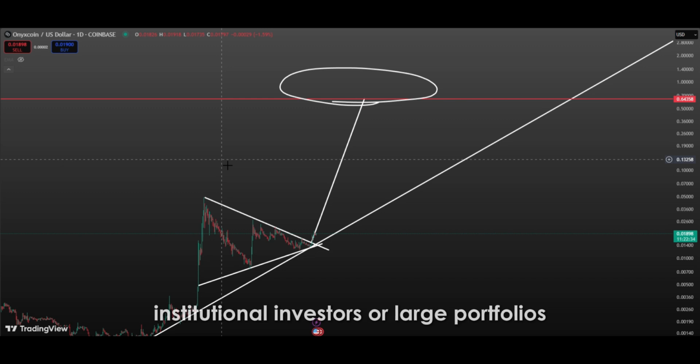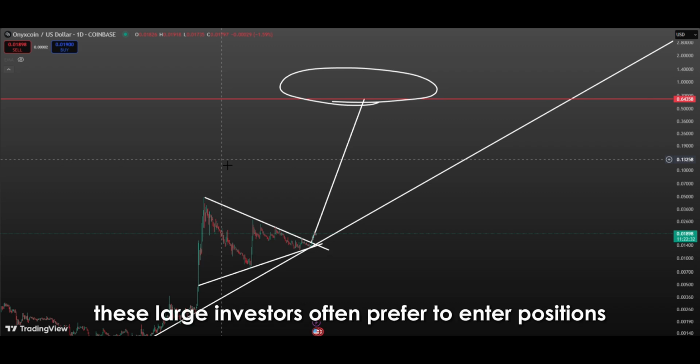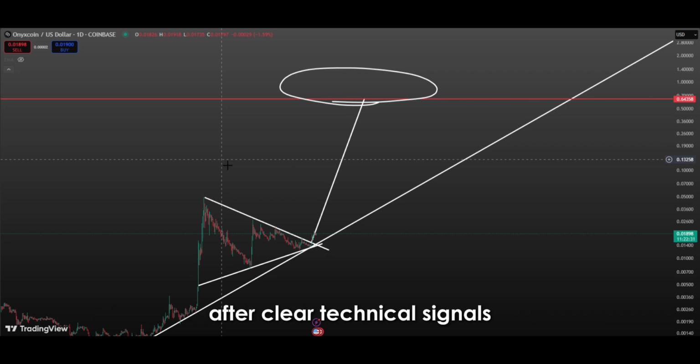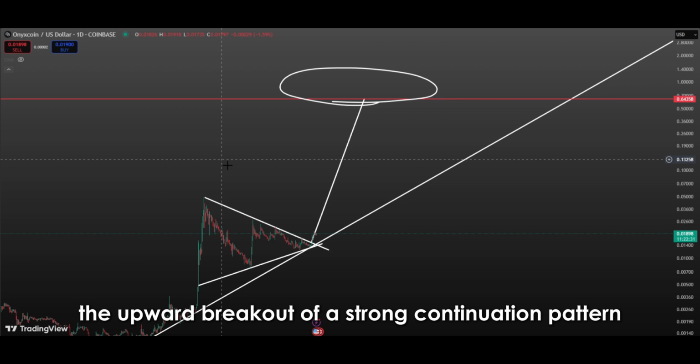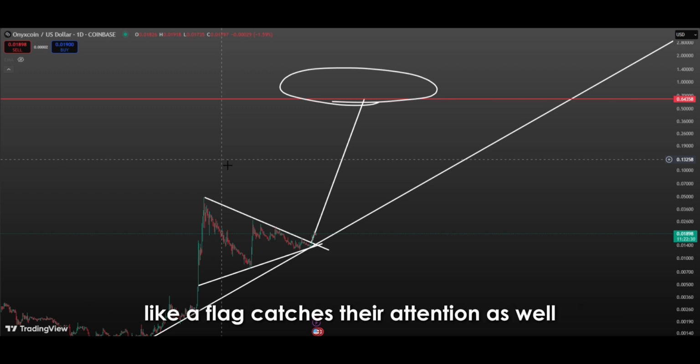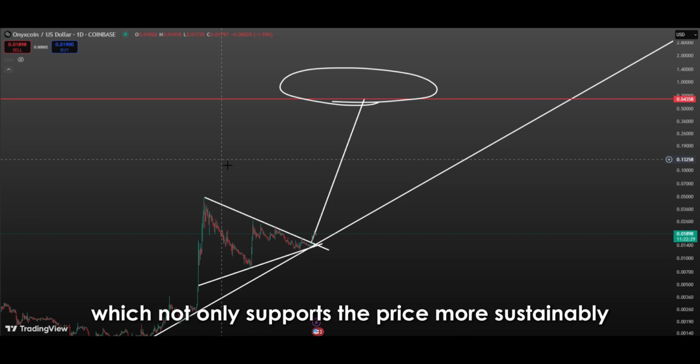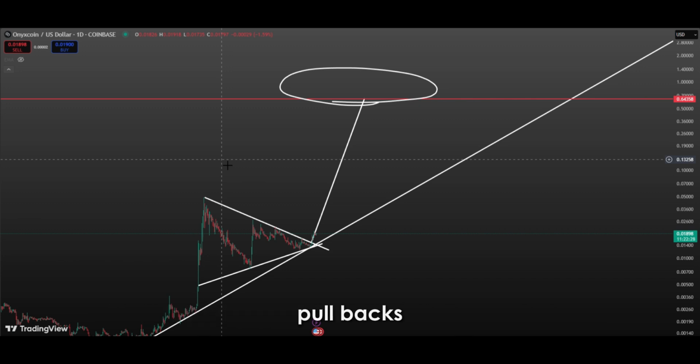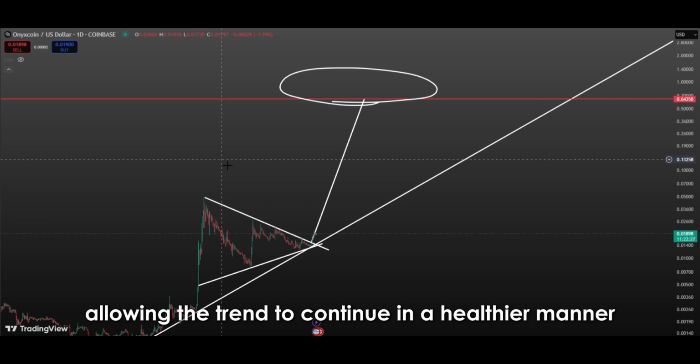During this process, institutional investors or large portfolios may also take greater interest in the asset following such breakouts. These large investors often prefer to enter positions after clear technical signals. The upward breakout of a strong continuation pattern like a flag catches their attention as well. This brings more liquidity into the market, which not only supports the price more sustainably, but also helps prevent sharp pullbacks, allowing the trend to continue in a healthier manner.